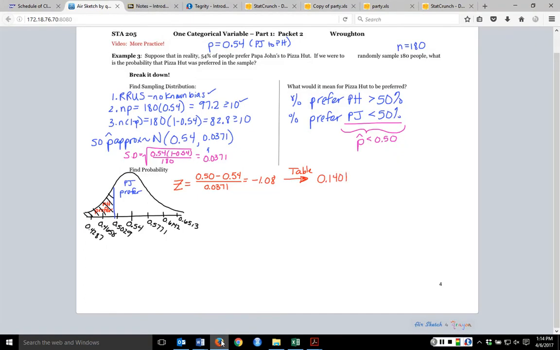Now, is that our answer, or do we need to do anything to it? Well, the table is shaded left. Our picture is also shaded left. So that is actually our answer. 0.1401. Finally, let's write out what that actually means.